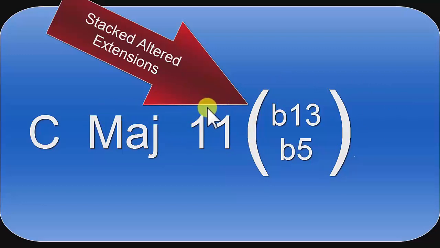So always put the highest note of this diatonic extension, and in the stacked altered extensions, always put the highest alteration at the top, and then as we go down, you could have flat 9, flat 11, right down to flat 5, whatever, at the bottom. So these brackets could be quite long actually. Okay, so I hope you get that.